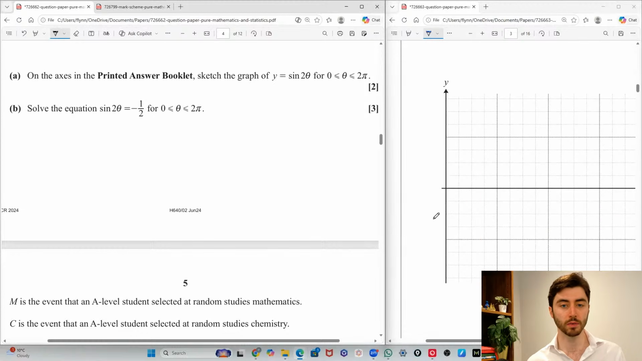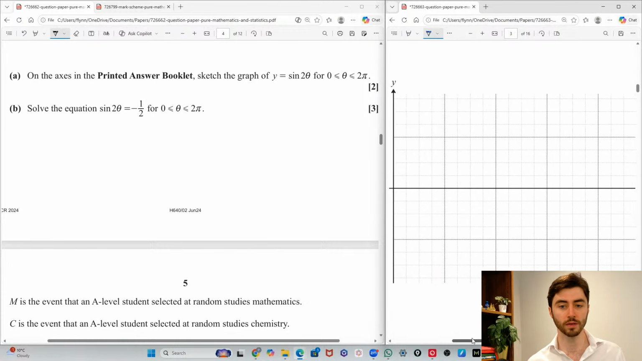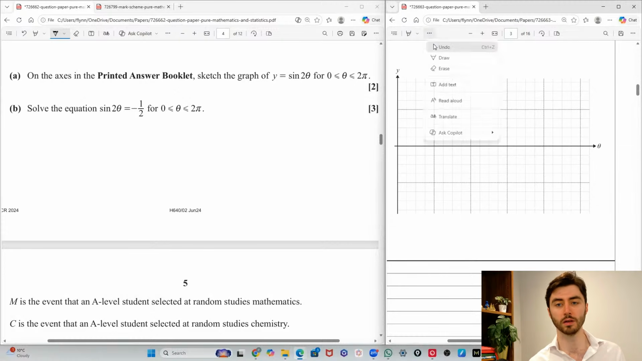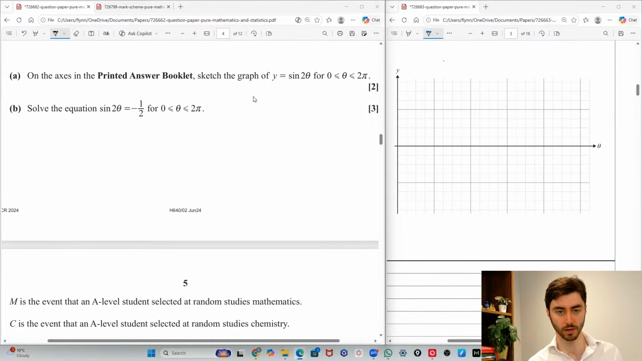So here, sine 2 at, let me see. I think they want to make this... okay, so let's make that pi over 2. So what's going to happen is the normal sine curve would have a period of 2 pi. So this one is going to have a period of pi. So if that's pi over 2 pi, okay. So this would normally be at pi, and that would be a pi over 2.